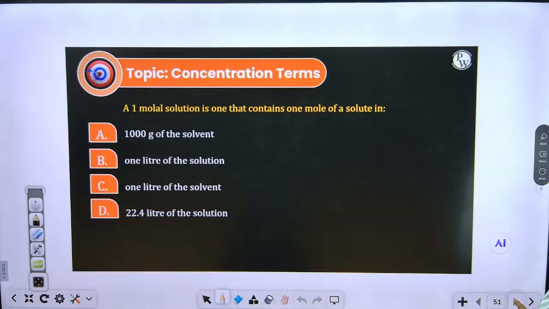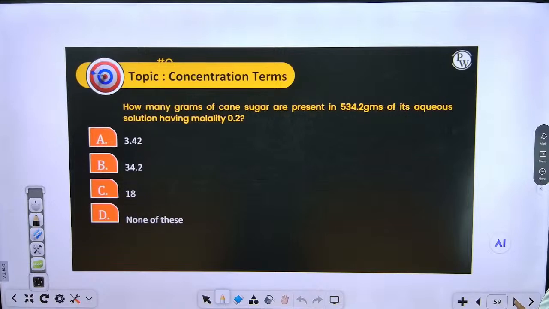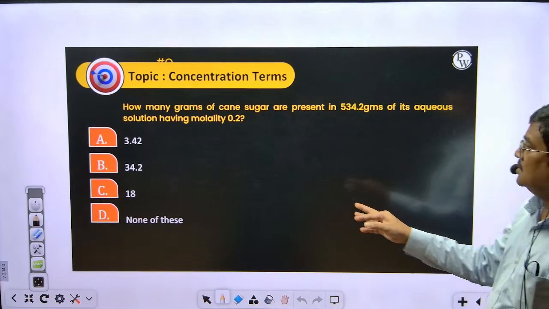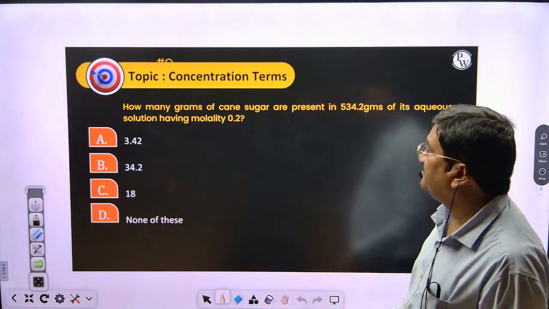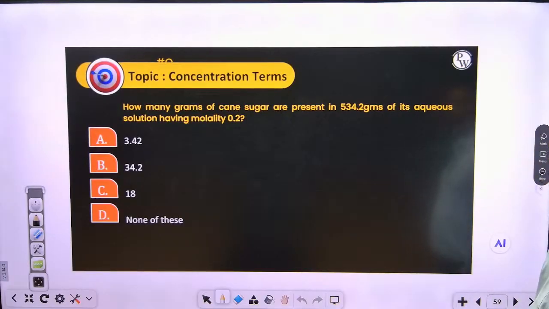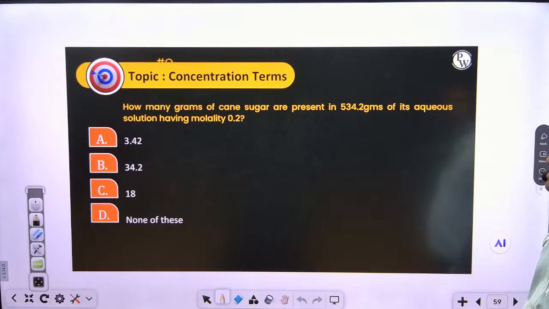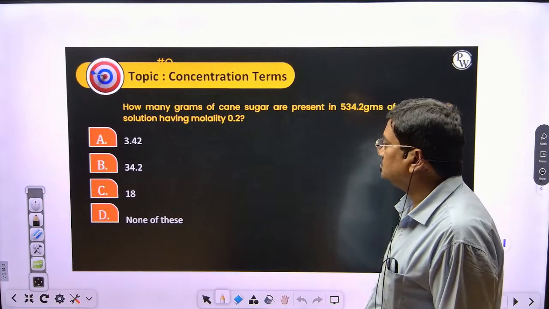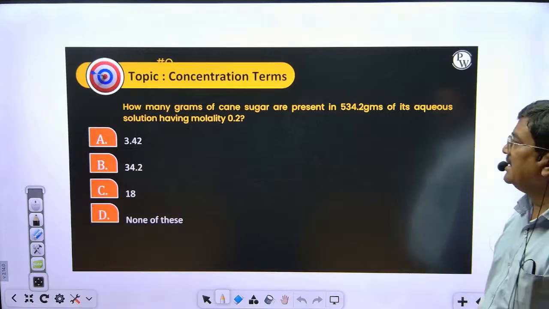See students, these are the questions. Solve this question. Do this question as practice. How many grams of cane sugar are present in 534.2 grams of its aqueous solution having molality 0.2? Question understood. How many grams of cane sugar?